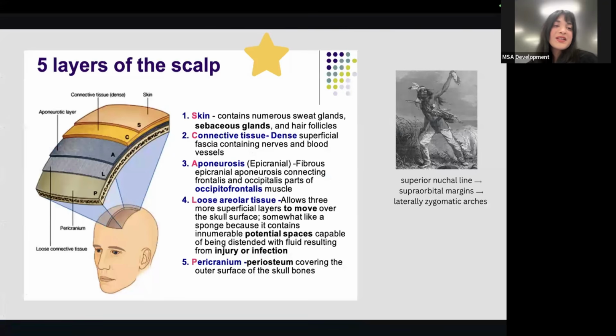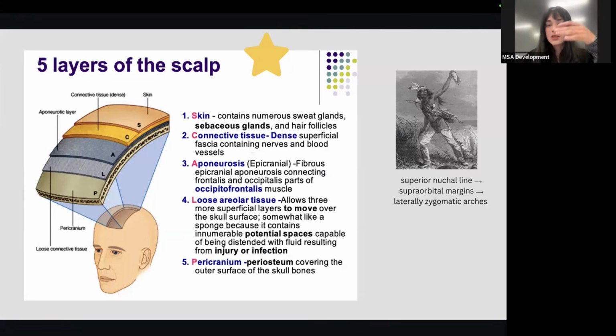Easy peasy. So there are 5 layers of the scalp. Okay? What is the scalp? Let's talk about the scalp first. In the old days, the Native Americans used to celebrate victory by killing their enemies, and they used to tear out the scalps, right? So you want to know what they were tearing out exactly.